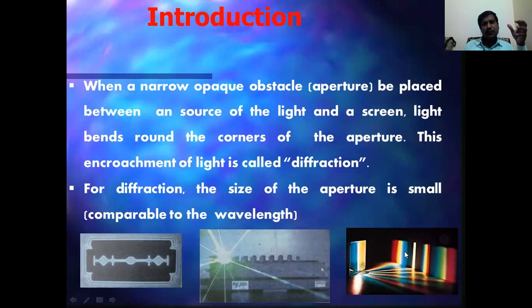Why can we see different colors? Because when white light is incident on the slit, it bends and spreads the light into various colors, because white light has all colors. So you can see here a narrow opaque obstacle or aperture, as we call it.